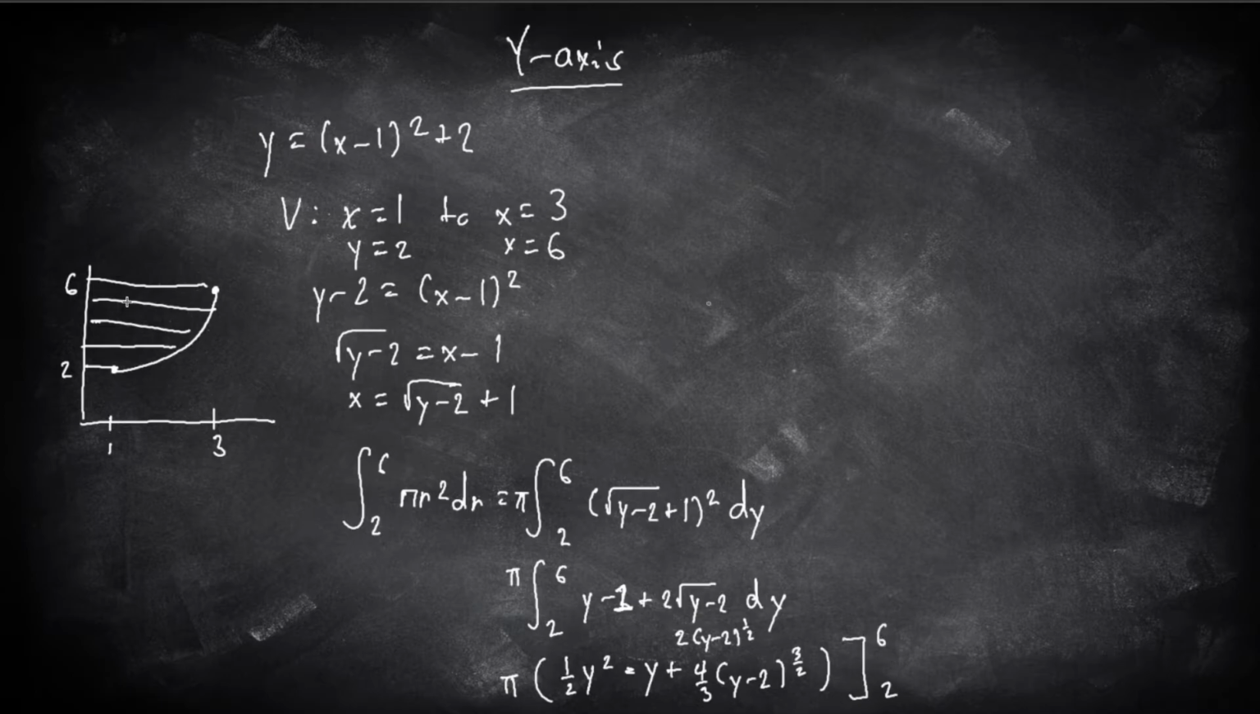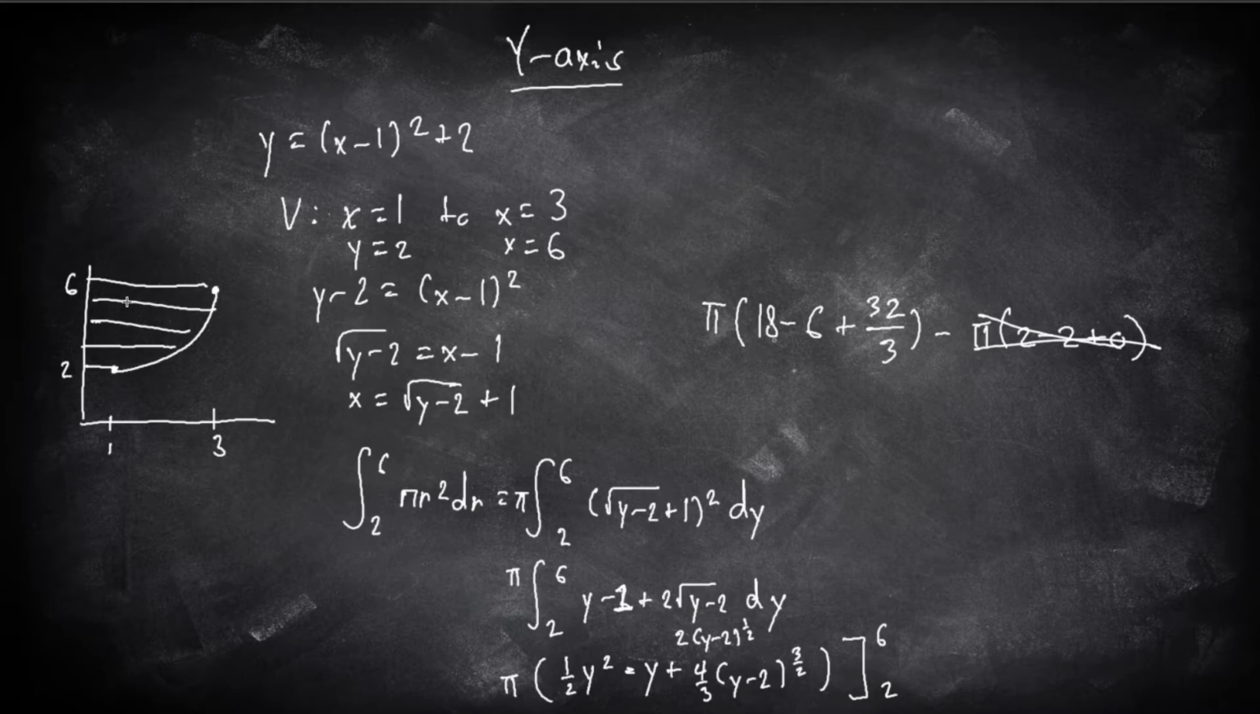Plug in 6 into there. 6 squared, which is 36, divided by 2 is 18, minus that 6, plus 6 minus 2 is 4, that's 2 squared, 2 squared to the power 3 over 2, that's just 2 to the power 3, which is 8. 8 times 4 thirds is 32 over 3, minus pi, plug in 2. 2 squared divided by 2 is 2, minus a 2. And plug in 2, 2 minus 2 is 0, 0 to any power is 0, 0 times any number is 0. So this cancels each other out, 2 minus 2 is 0, plus 0 is 0.